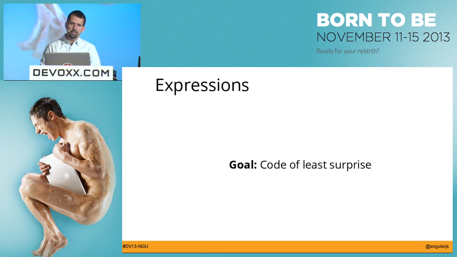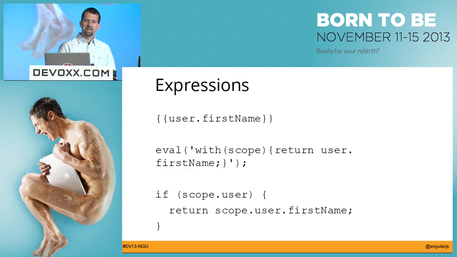So expressions. Expressions is the last missing piece of the puzzle. And the key over here is really you want to have code of least surprise. When I say something like user.firstname, it turns out that usually the user comes from the server, which means at the beginning you don't actually have a user. User is undefined. And so when you try to execute user.firstname, you'll actually get a null pointer exception. The closest thing we can come up with in JavaScript is that you really want to say something like eval with scope, return, and then the expression user.firstname, right?